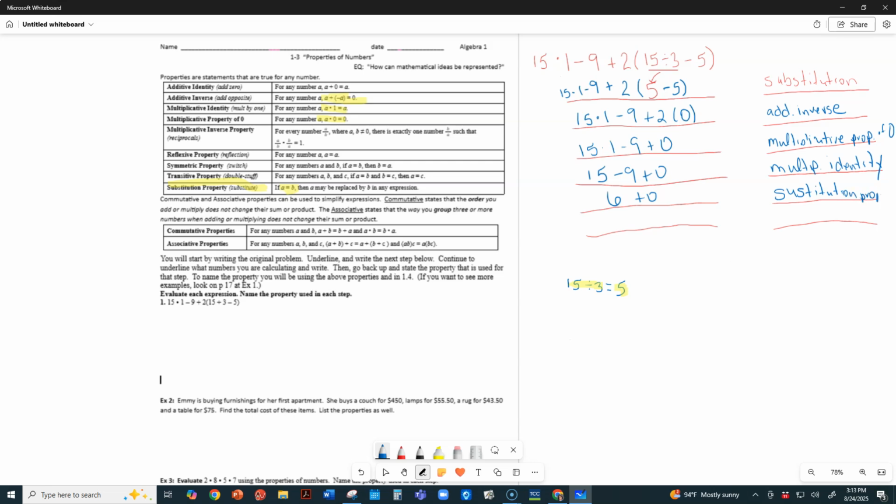Substitution property of equality. And then 6 plus 0 is 6. That is its own property right here. Anytime you add 0, it doesn't do anything, so it maintains its identity. But because it was addition, we do have to list it as additive property. Or, I'm sorry, additive identity.